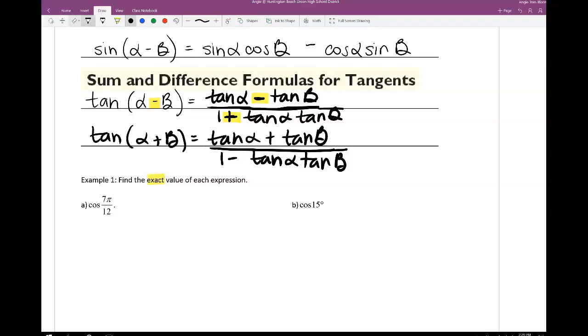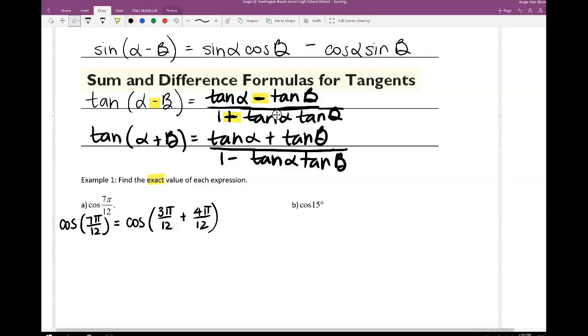So what you need to think about is this, okay? You need to turn this into adding or subtracting of two angles that will also give you 7 pi over 12. So I'm going to try, let's see, 3 pi over 12 plus 4 pi over 12, okay? Now, what if I want to try pi over 12 plus 6 pi over 12, okay?